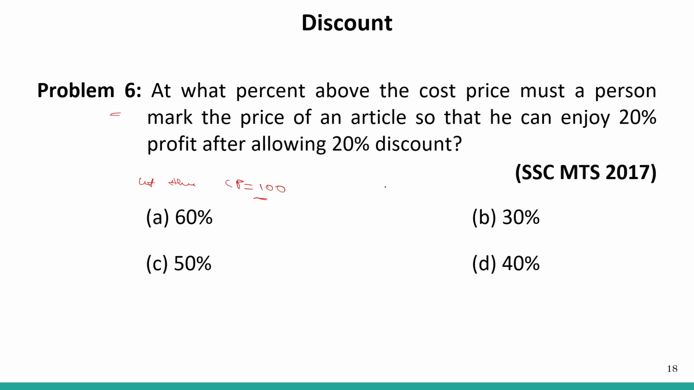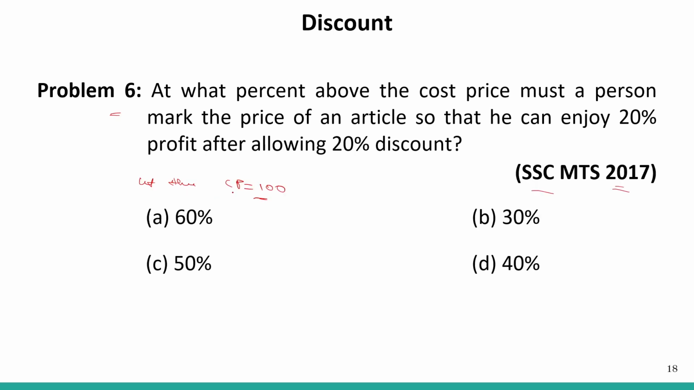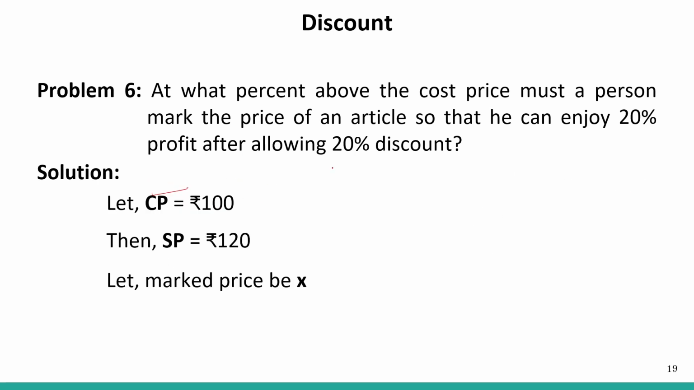Since this question has appeared in the SSC MTS 2017 paper, which among these four must be the correct answer? That is what we want to find out here. So let the CP be 100, as we have assumed here. We know that he wants to enjoy 20% profit. So the selling price must be what? 120 rupees.